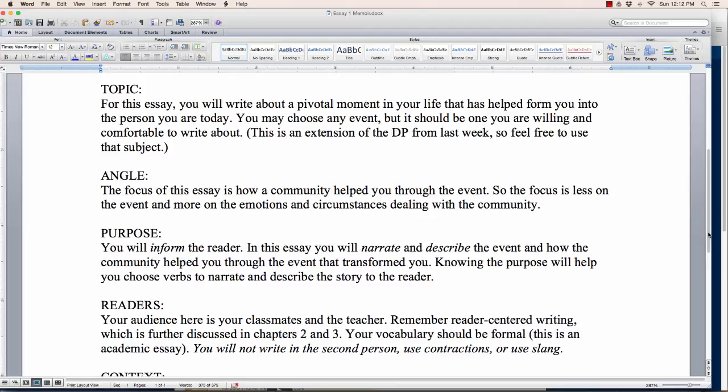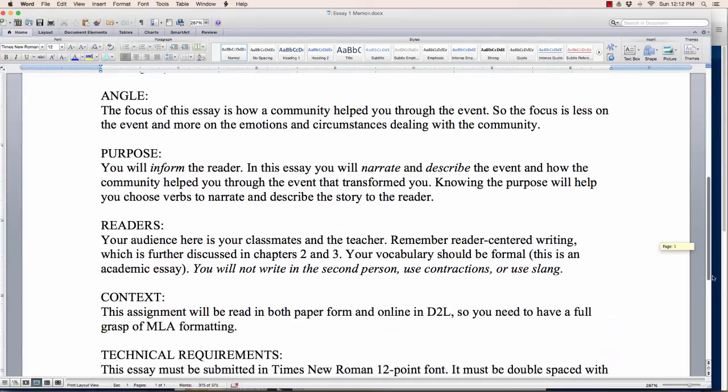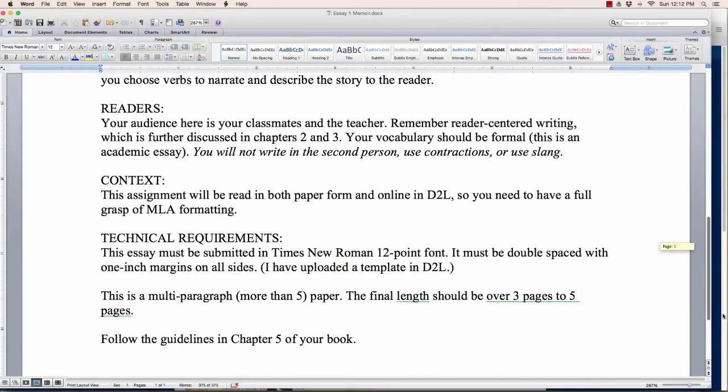The purpose: you will be informing the reader. In this essay, you will narrate and describe the event and how the community helped you through that event that transformed you. Knowing the purpose will help you choose verbs to narrate and describe the story to the reader. And Chapter 5 has a lot of good information in there about that. So does Chapter 15.